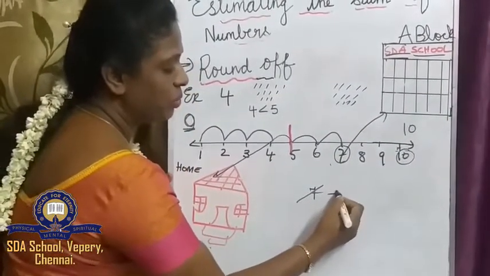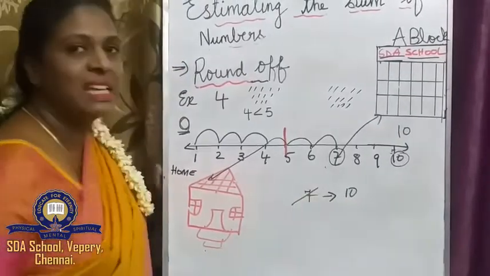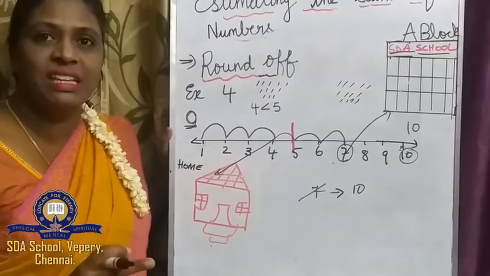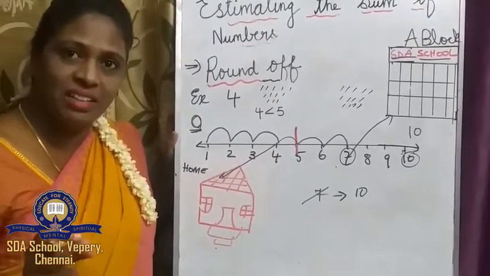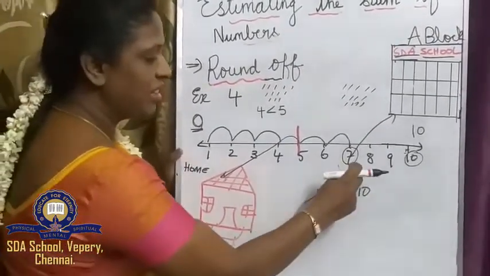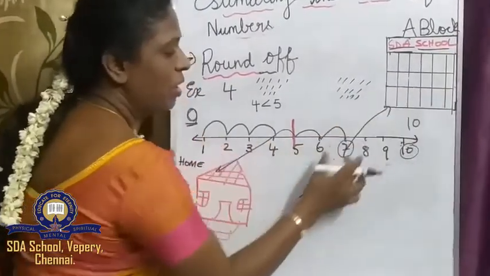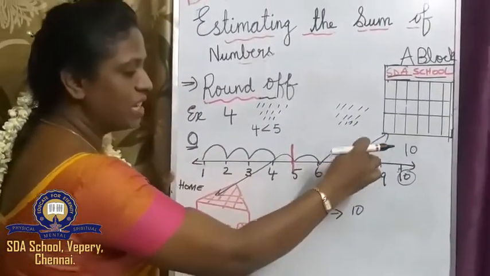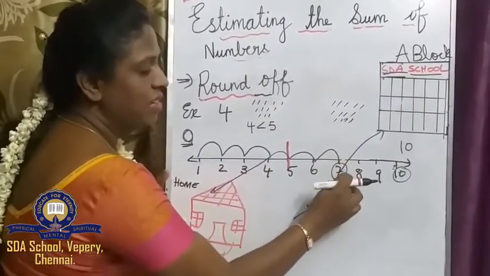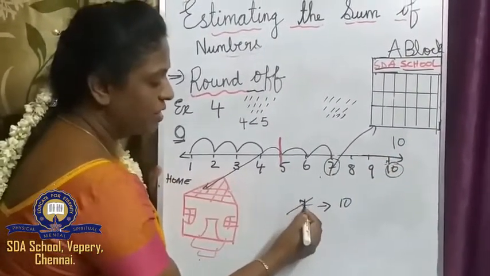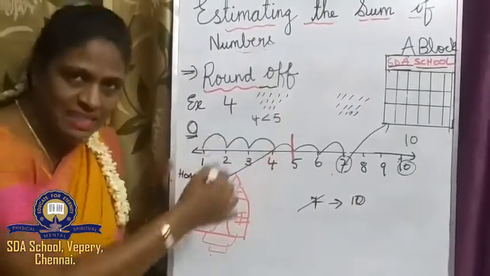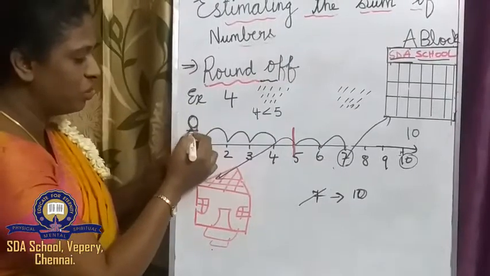You will round 7 to 10 because 7 is greater than 5. You will run to school because you crossed a long distance and came here. So rounding off 7 to the nearest ten gives 10. Here 4 is lesser than 5, so you are rounding off to 0.